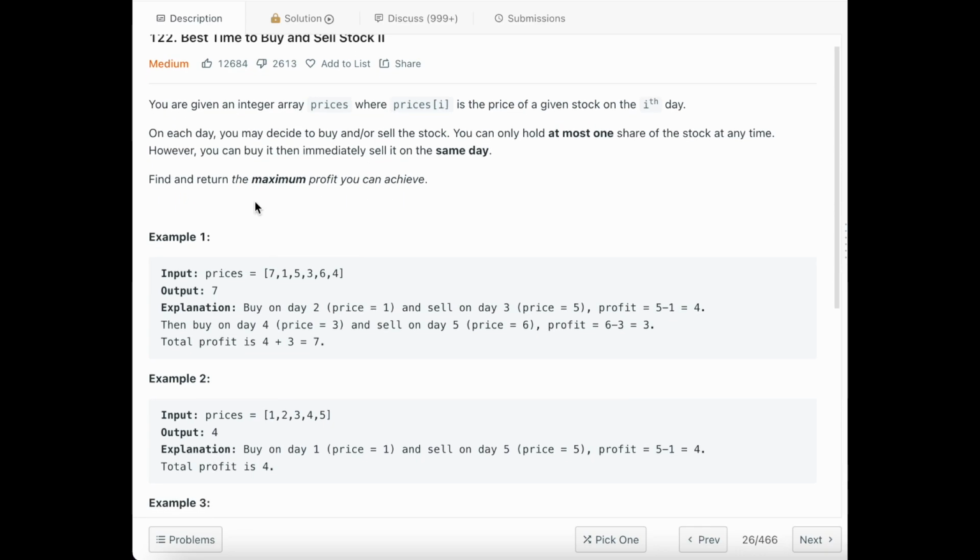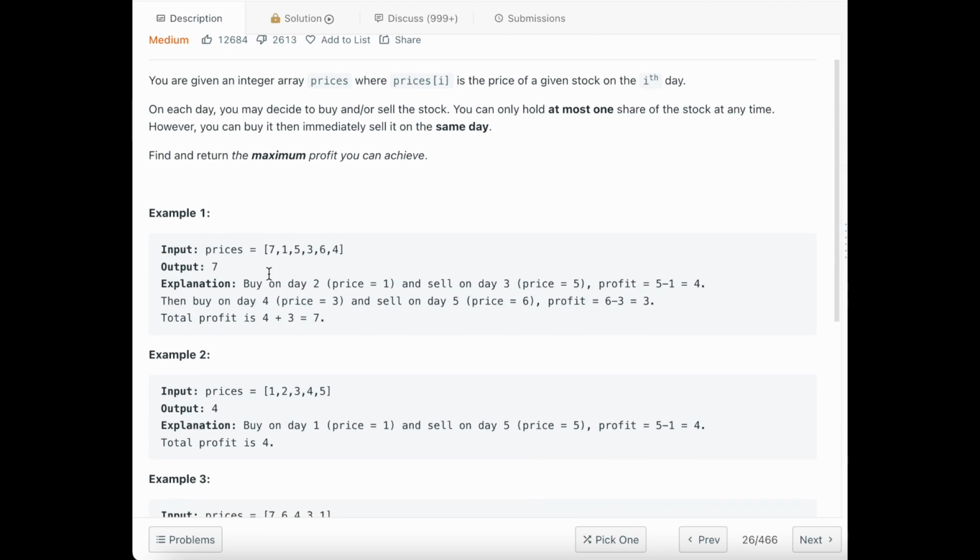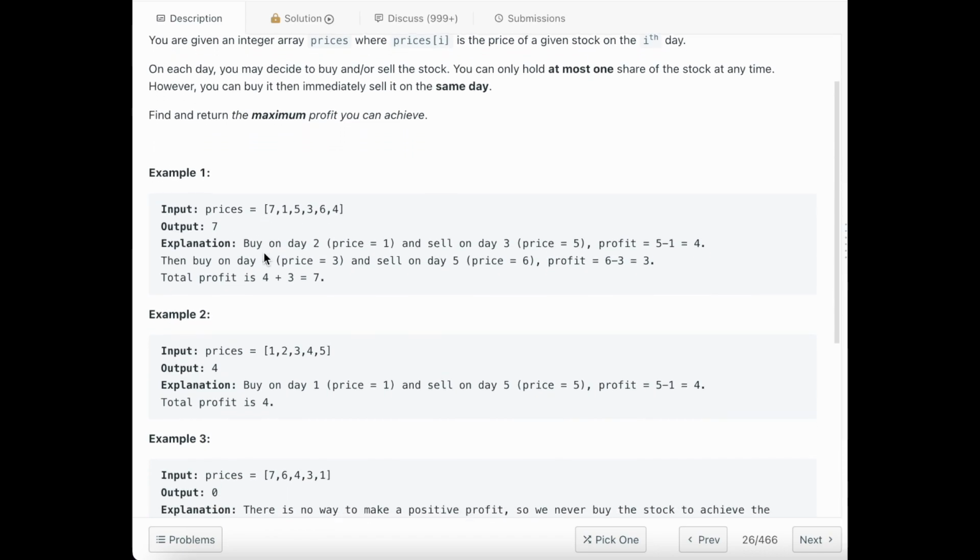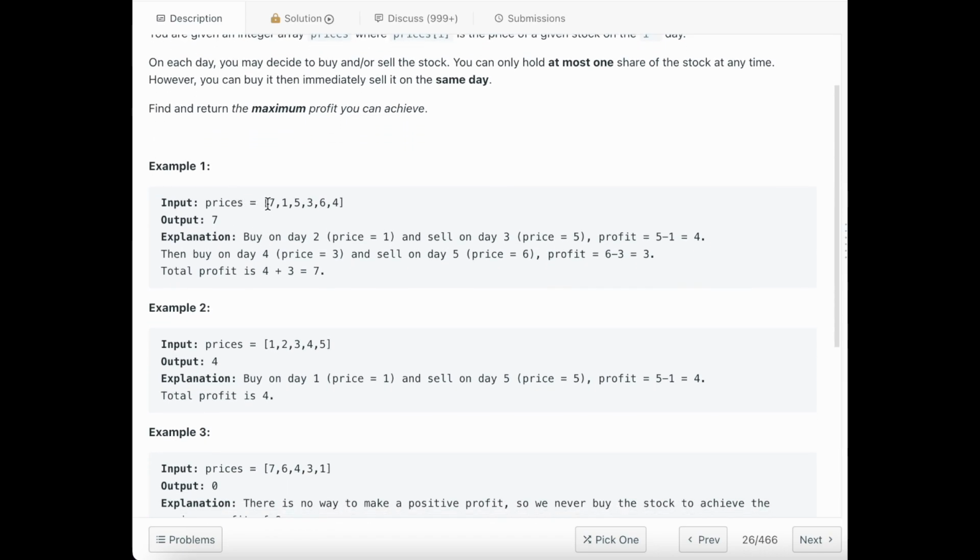So for this entire prices array, we are going to do multiple transactions and return the maximum profit that can be achieved. What does doing multiple transactions and earning the maximum profit mean? If you look at example one, the prices of the stock are 7, 1, 5, 3, 6, 4 on subsequent days. If you buy the stock on day 2 and sell it on day 3, you earn a profit of 4. Then you store this profit, and you again purchase the stock on day 4 and sell it on day 5, and you achieve a profit of 4 plus 3, that is 7.